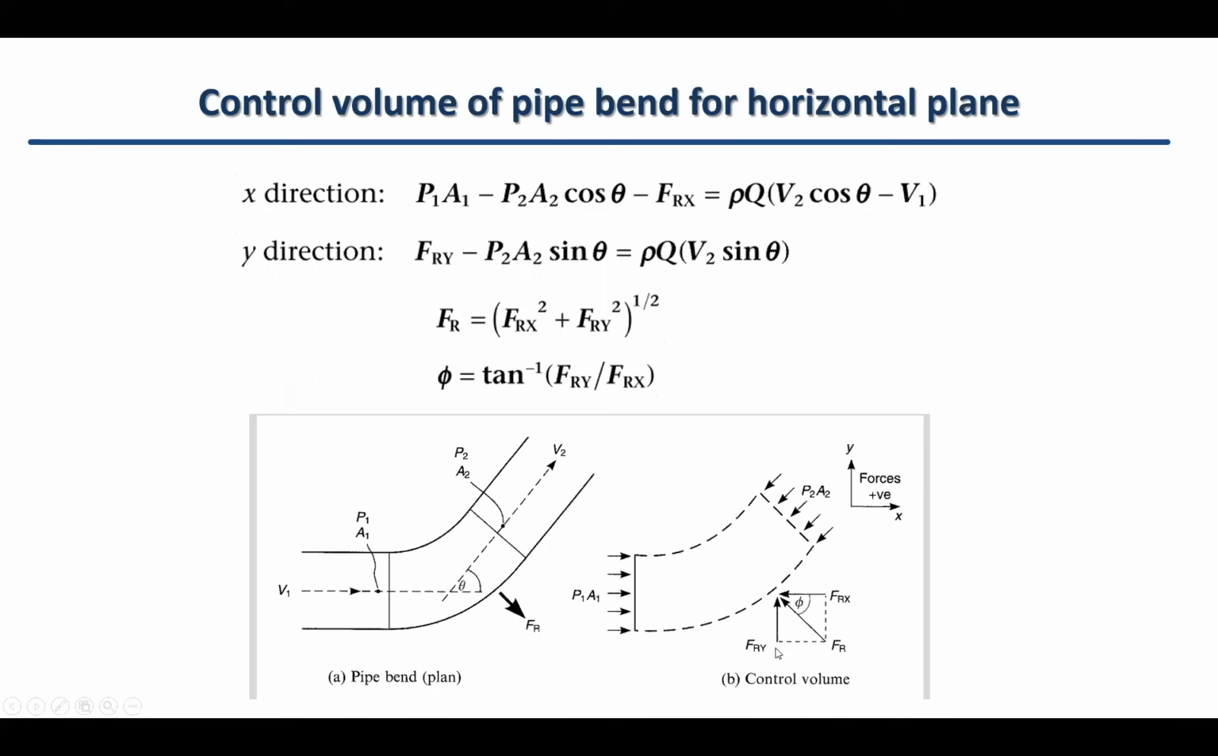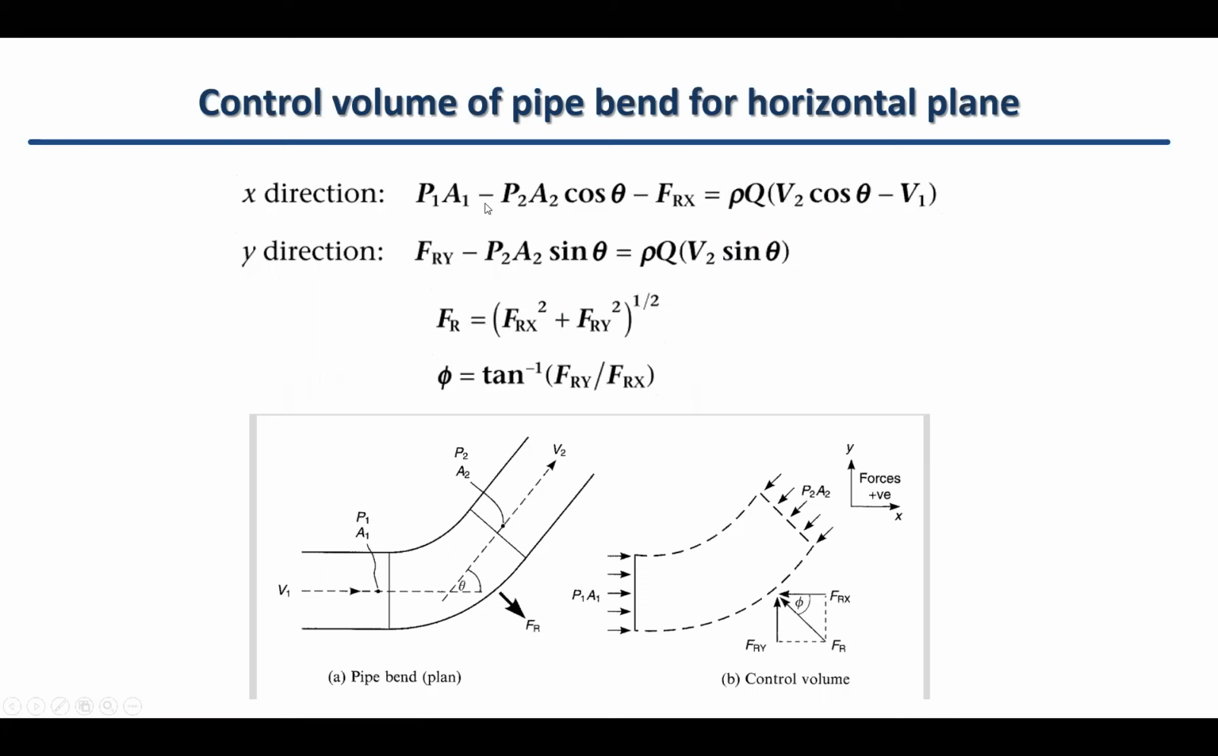For the y direction, we have a positive FRY, and for P2A2, it's a downward component in the y direction. So you write minus P2A2 sine theta equals rho q V2. For the velocity components, we only have the V2 component here, which is actually on the upside, not the downside. So V2 is always positive, by the way, and V1 here is always negative.